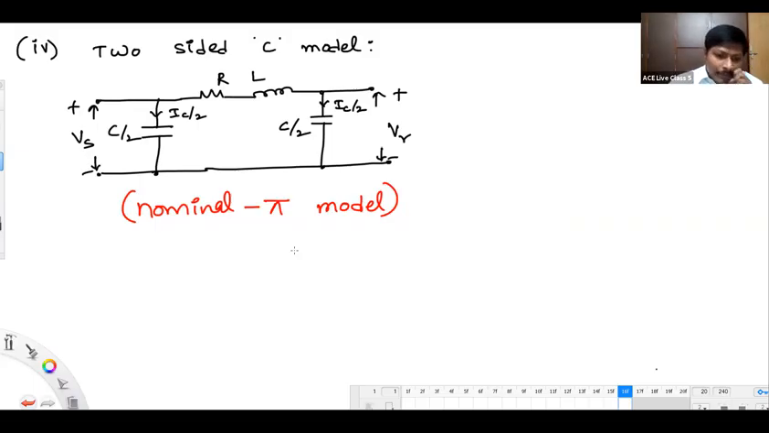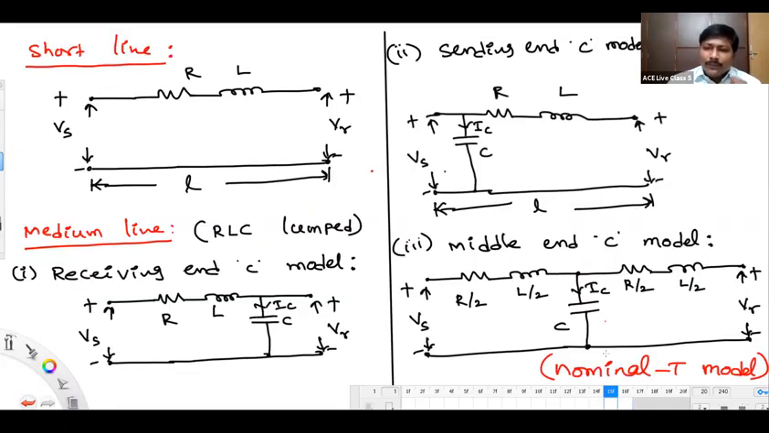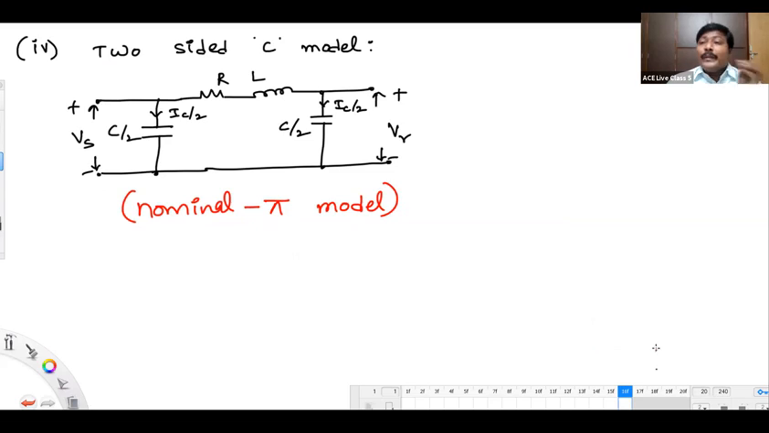Before moving to that, one point I want to tell you. We said four models here: receiving end capacitor model, sending end capacitor model, nominal T, nominal pi. Which model should we use for medium line analysis among these four? If this question comes, what you have to answer is: whichever model acts as an equivalent for the distributed model or exact model of the line, that we should use.